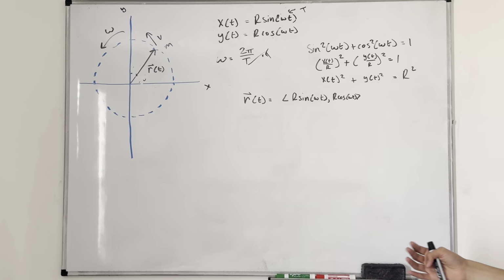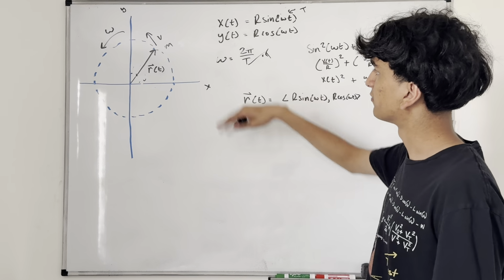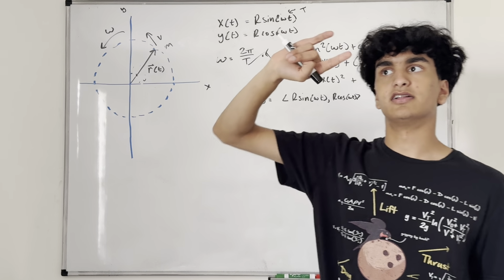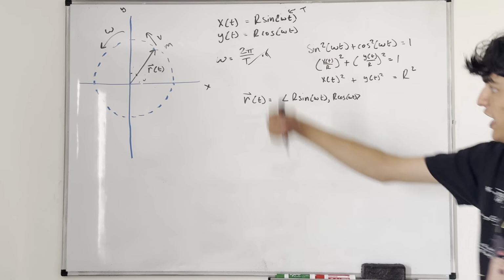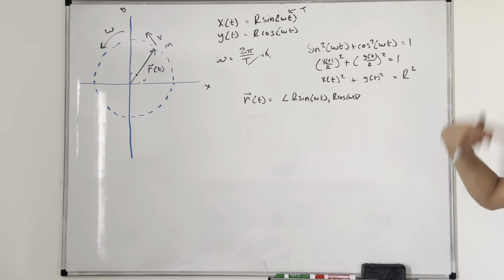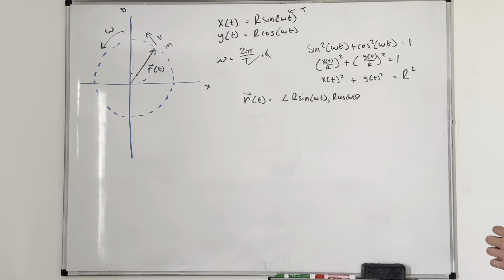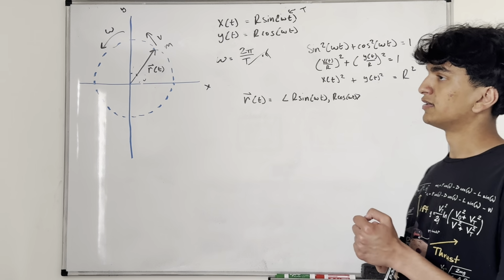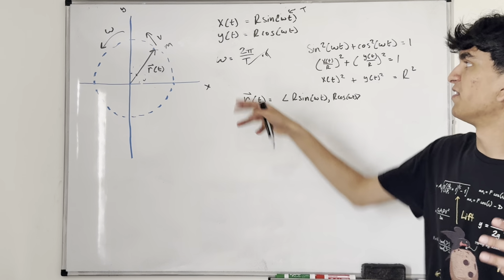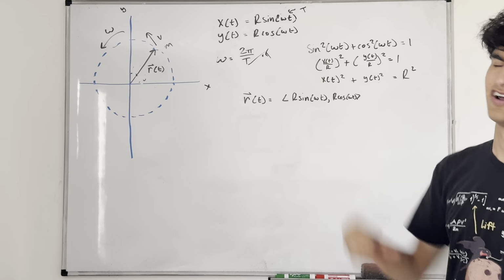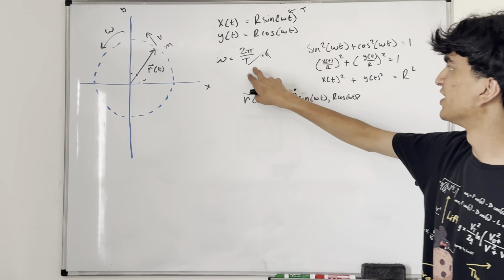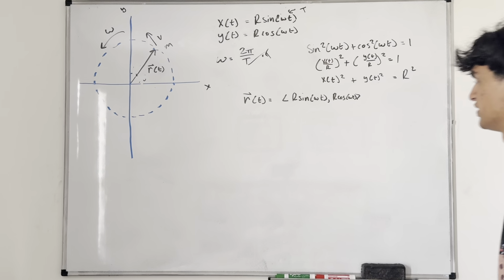over t, the period. It's kind of like theta over time: how much angle you swept out over time, 2 pi over t. So if you had a really small period, it would be a really big rotational velocity.